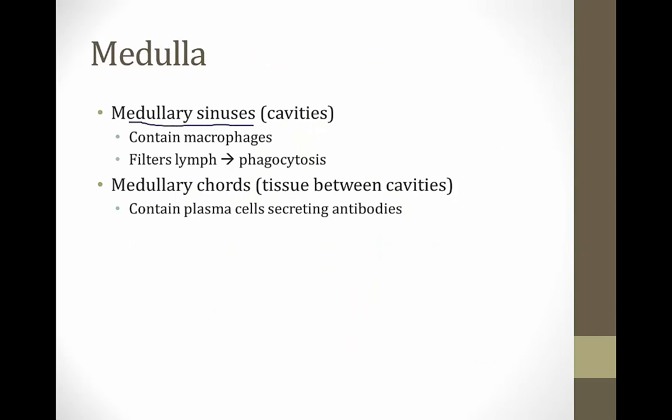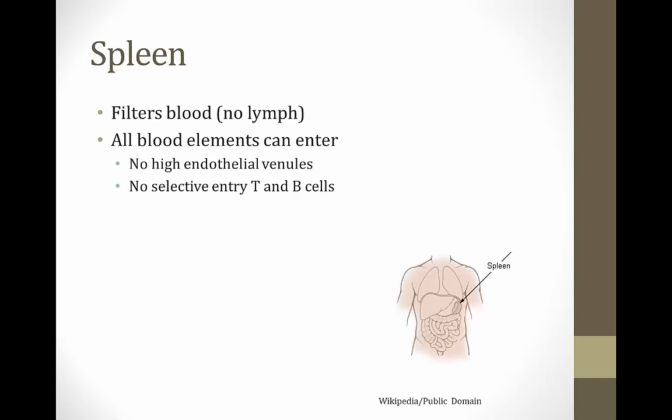So the medullary sinuses are those cavities I showed you, and they contain macrophages, and they are constantly filtering the lymph, and they can phagocytose bacteria and viruses and other parasites or antigens that get into the medullary sinus. The medullary cords, on the other hand, are those tissues between the cavities, and they contain plasma cells that are secreting antibodies.